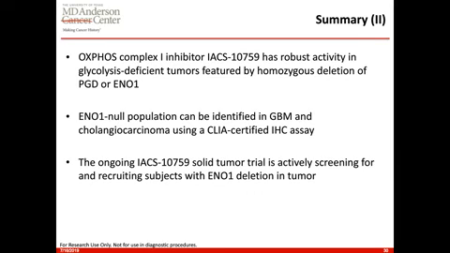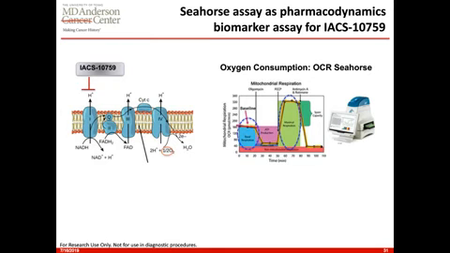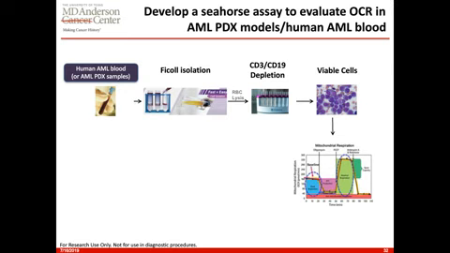So last but not least, I want to share with you some of the unpublished work on developing a Seahorse assay to support the phase 1 clinical trial of IX-10359. Since 10359 suppresses oxygen consumption, we have shown you data using the Seahorse assay on cell lines. Can we use this on in vivo samples, on AML PDX models, and potentially on human AML blood as well? This is the layout of the assay.